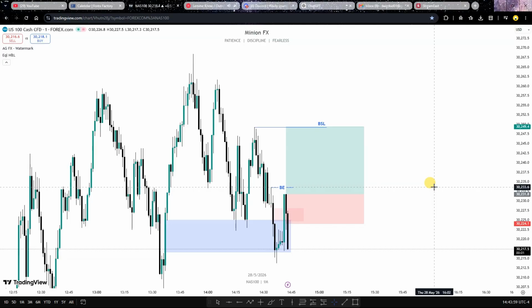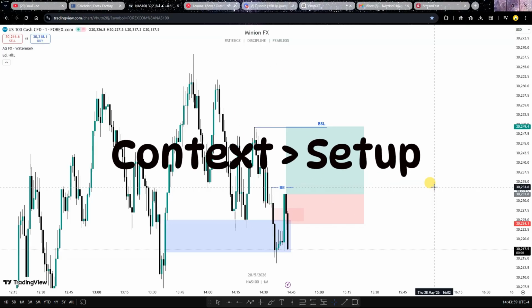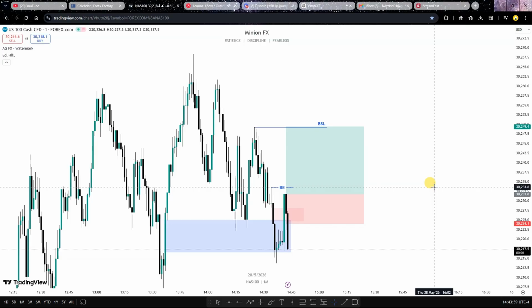But yeah, nonetheless, context is actually greater than the setup. And sometimes you have to understand that a setup can be correct, but it can still lose if hard time frame liquidity conditions have not been met yet. And I'm not trying to be perfect, I'm just trying to become consistent. And I'm still learning, still refining.